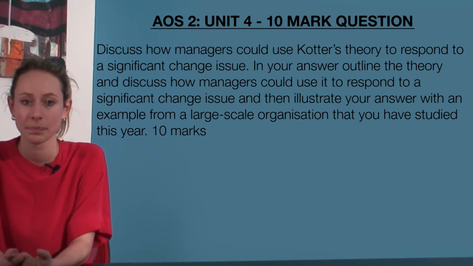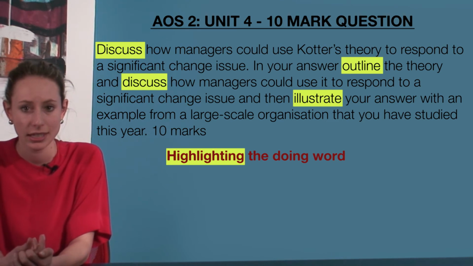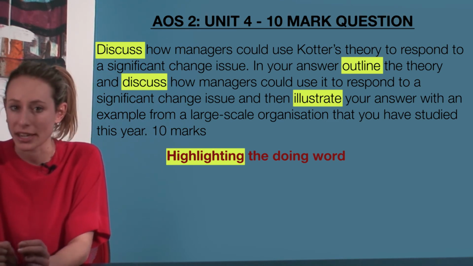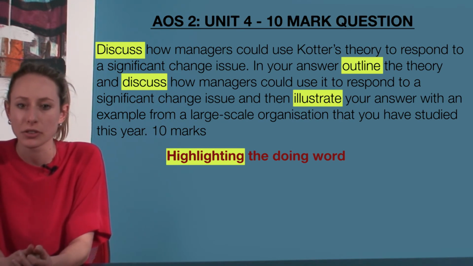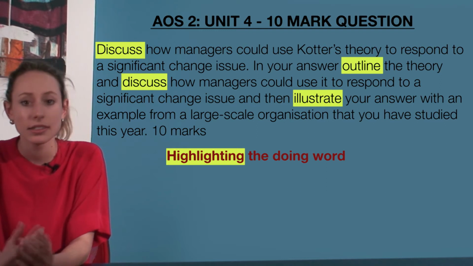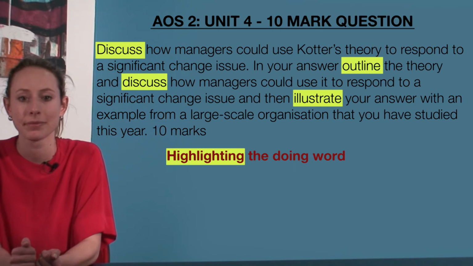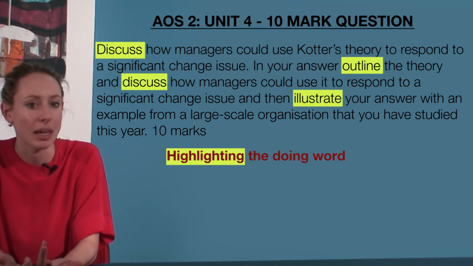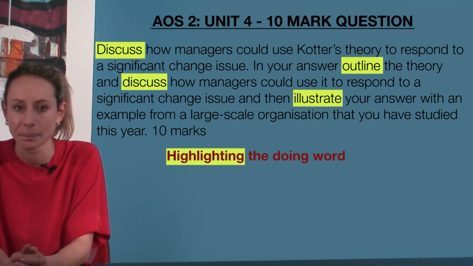completely understood. This can be done by firstly highlighting the doing word or verb of the question. In this case, the words are discuss, outline, and illustrate. It is essential to know the meanings of these words so that you can directly respond to what the question is asking. Discuss means to identify issues and provide points for or against. Outline means to provide a brief summary or explanation, and illustrate means to demonstrate with an example.